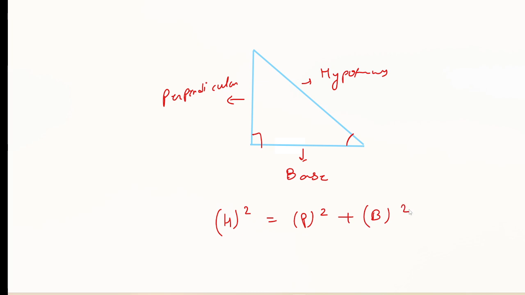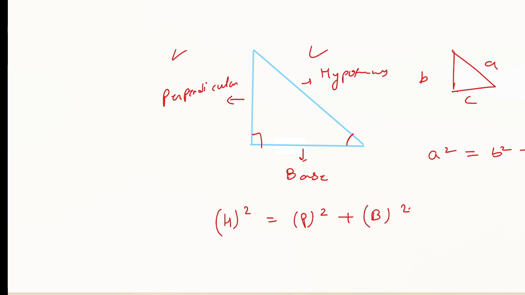You can just remember it like this: if this is a, this is b, and this is c, then a square is equal to b square plus c square. Using this theorem, if two sides are given, you can find the other one. So this is how we do the Pythagorean theorem.